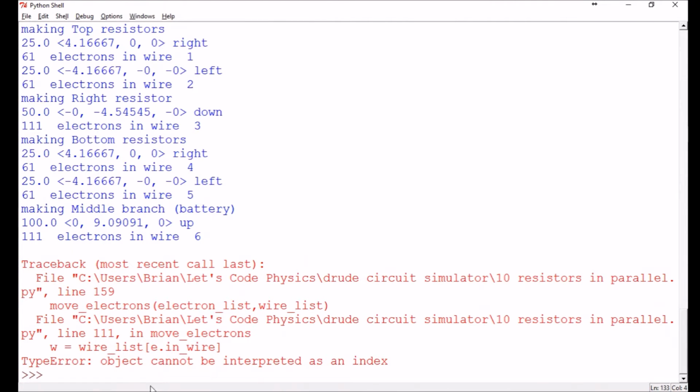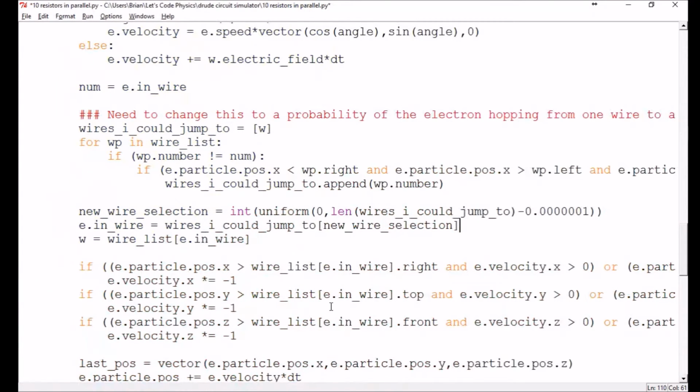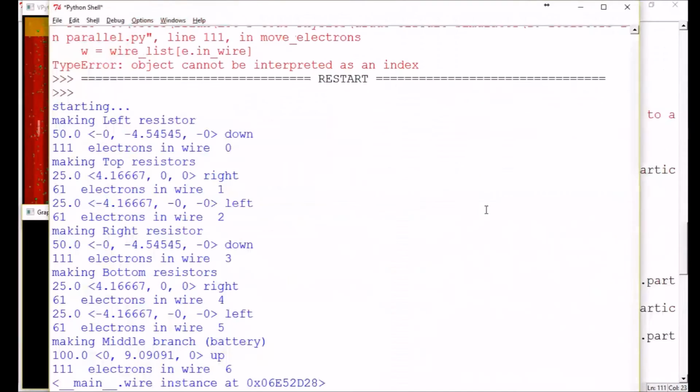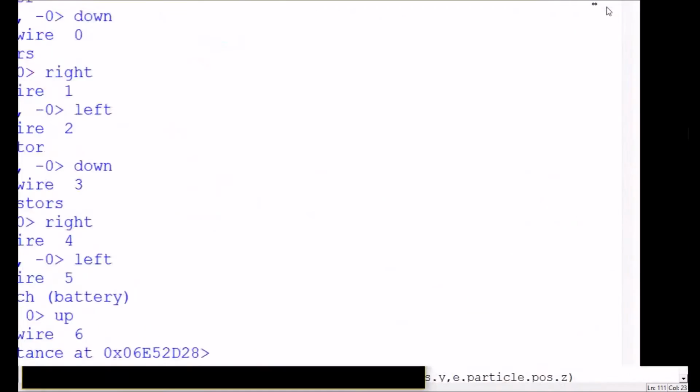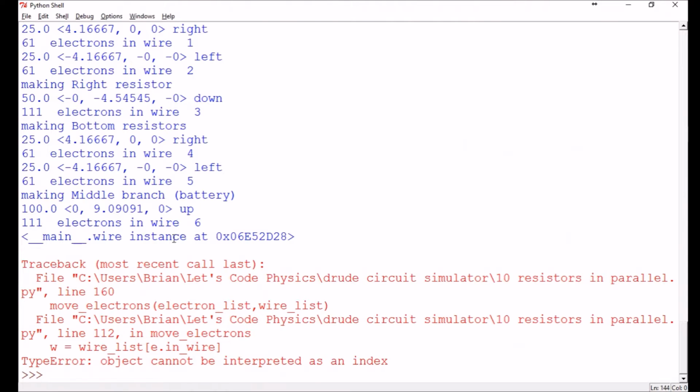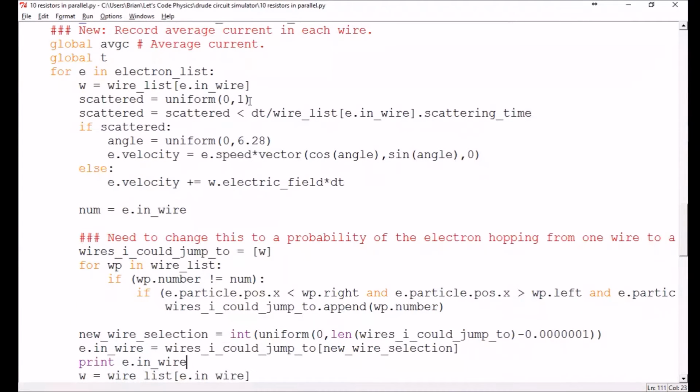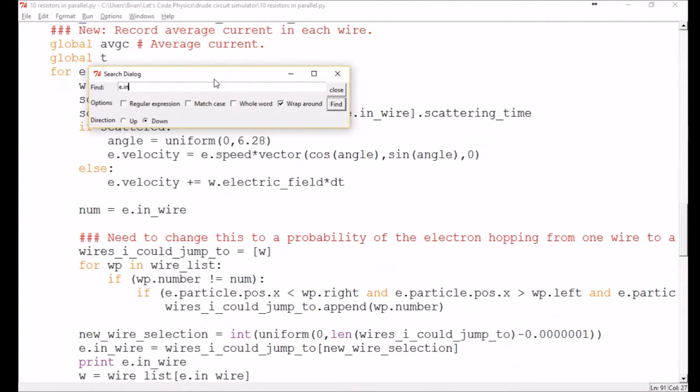W equals wire list. Object cannot be interpreted as an index. E.nwire. I guess right here, print for me please, E.n_wire. On F5, it'll throw me an error, but not before telling me what happened. Okay, E.nwire here is an index, right? Yes. So where does E.nwire... Yeah, that's definitely a number there.